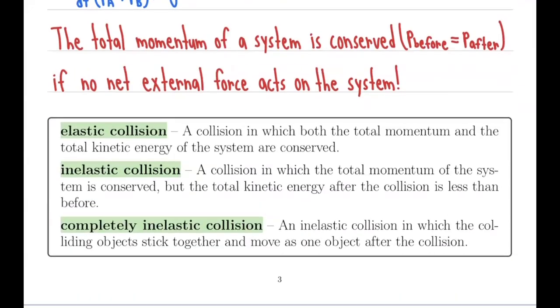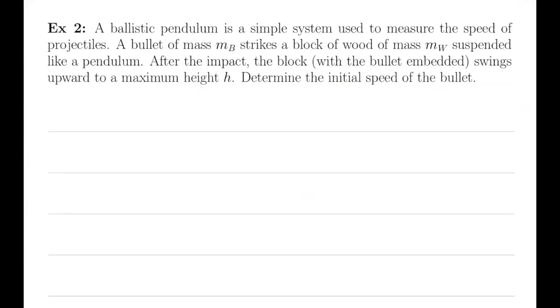Let's do an example. Classic ballistic pendulum example. A ballistic pendulum is a simple system used to measure the speed of projectiles. A bullet of mass mb strikes a block of wood of mass mw, suspended like a pendulum. After the impact, the block with the bullet embedded swings upward to a maximum height h. Determine the initial speed of the bullet.